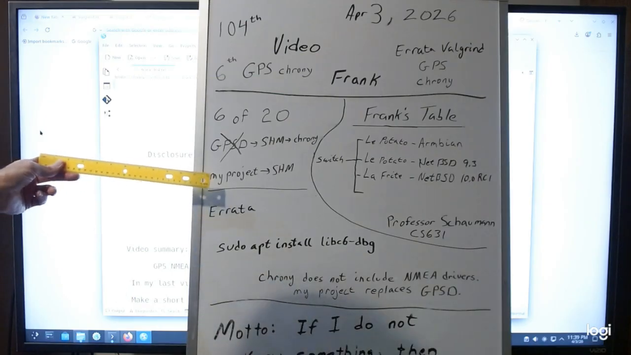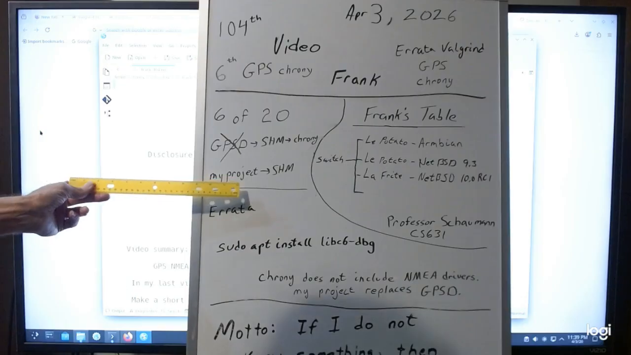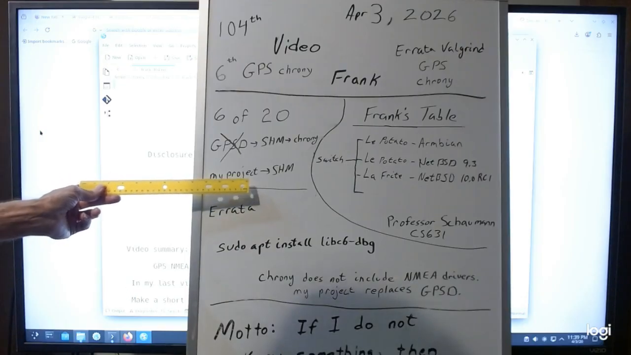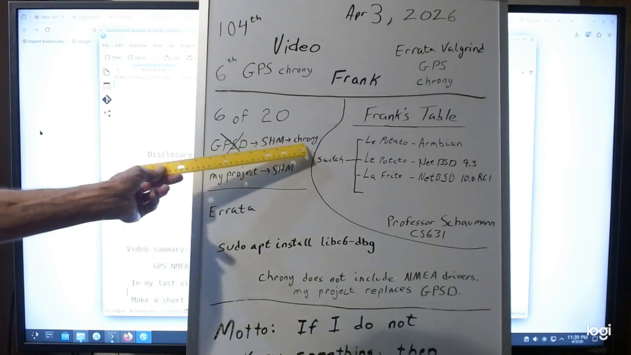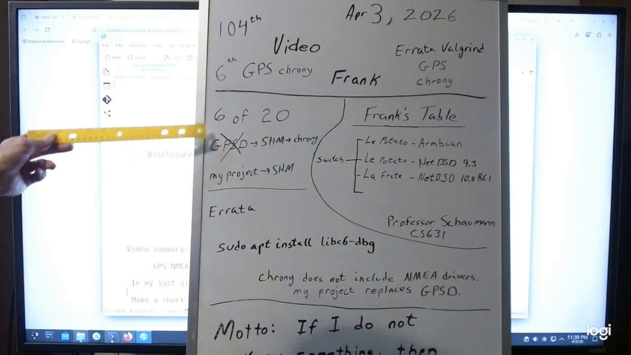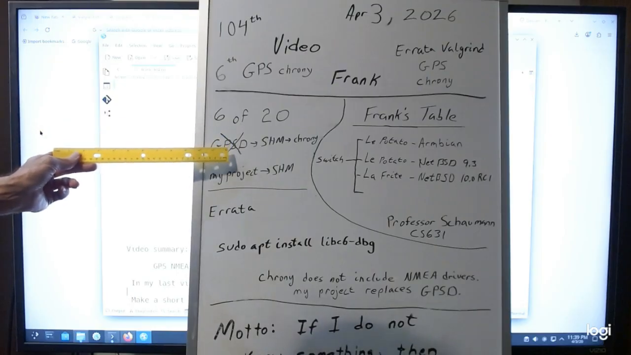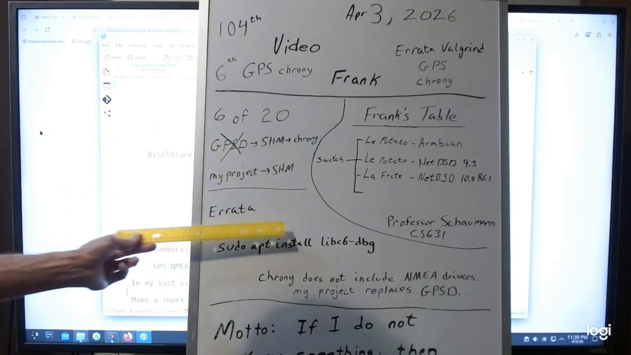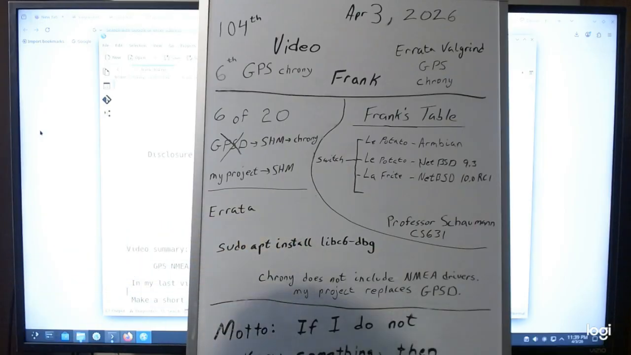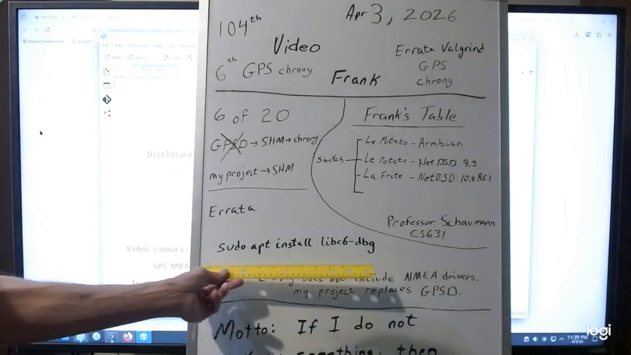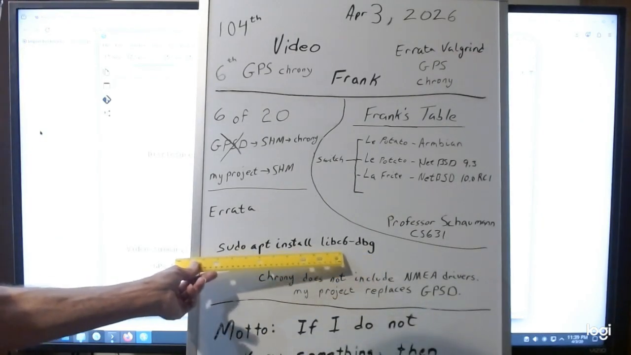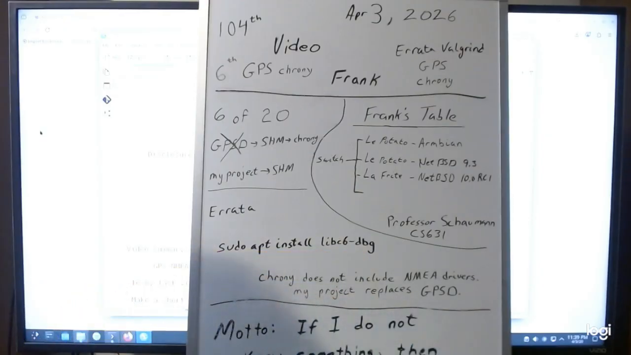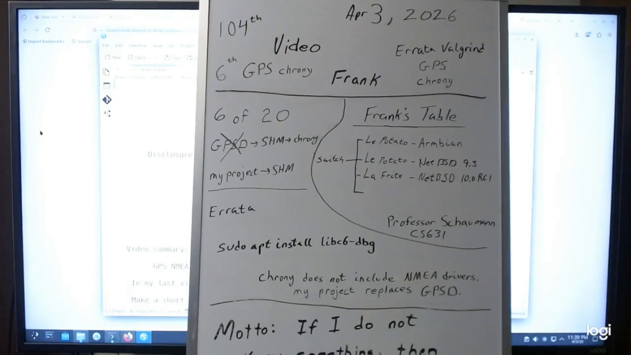And my project, I am reading a GPS receiver and writing to the shared memory and feeding that into chrony, and I'll just be replacing GPSD with my project. And this is just a short errata video. If you don't want to watch the rest of the video, just sudo apt install libc6-dbg. Now I'll take my board down and I'll show you what I got.